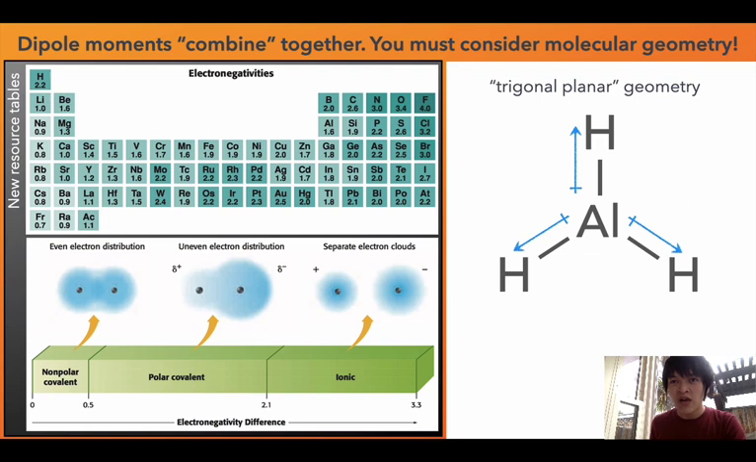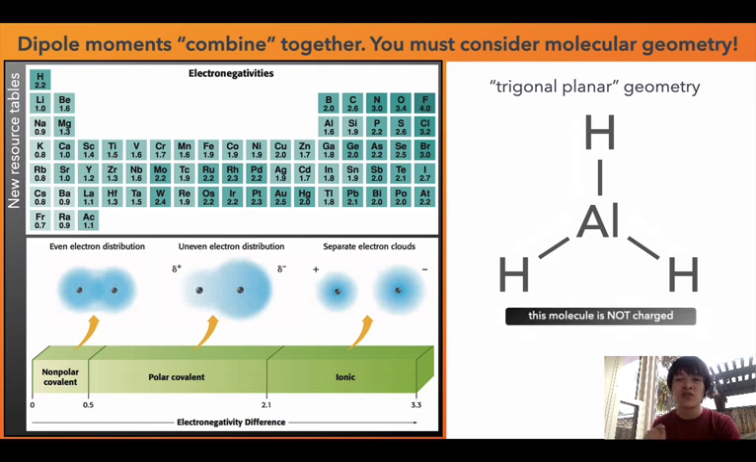Now, for this example, since the arrows are pointing in completely opposite directions from each other, guess what's going to happen? They cancel out again. Since all of the hydrogens are trying to pull the electrons away from each other with the same amount of force in completely opposite directions, the electrons don't move anywhere. They stay at the same place. That means there will be no separation of electrons here, meaning no separation of charge, meaning this molecule is not charged.